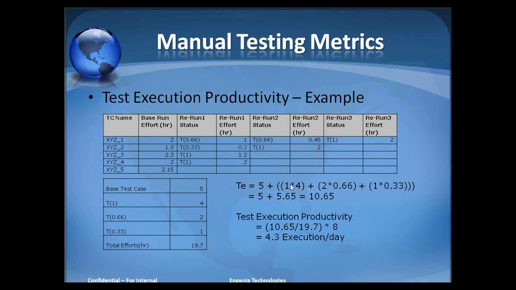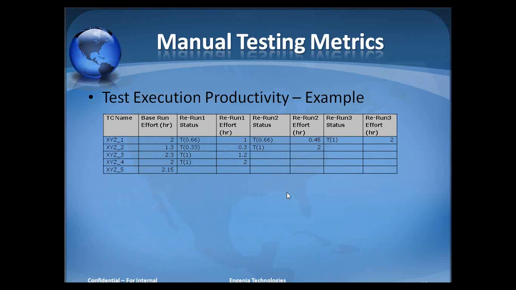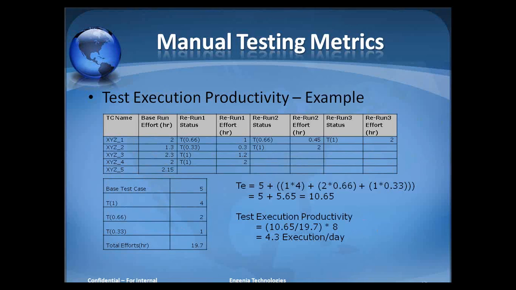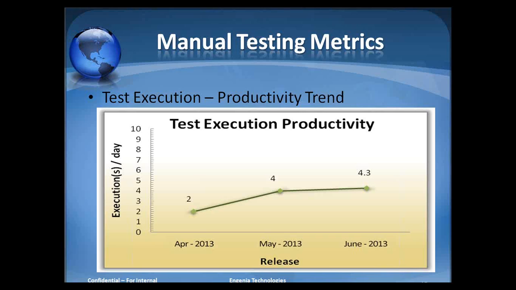Once we have found the total effort in hours, we can simply put it in the formula that we described in the last slide and get the result. So TE is equal to 5 plus 1 into 4 plus 2 into 0.66 plus 1 into 0.33, which comes out to be 10.65. Then we divide it by 19.7, which is the total effort, and multiply by 8, and we get a rate of 4.3 executions per day. So over here we can find the productivity rate of the test execution. For example, one person can execute 4.3 test cases in 1 day, as per this particular example.